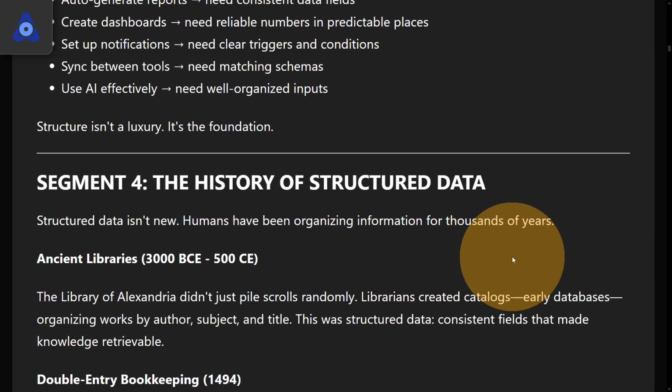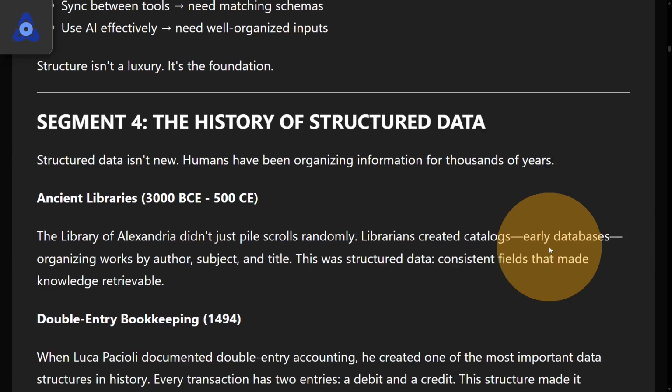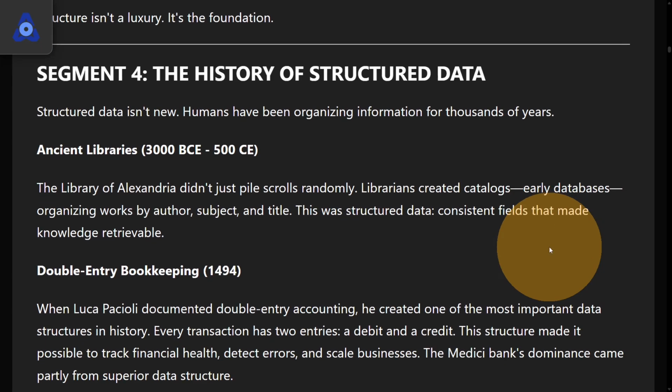Segment 4, the history of structured data. Structured data isn't new. Humans have been organizing information for thousands of years. Ancient libraries, 3000 BCE to 500 CE. The Library of Alexandria didn't just pile scrolls randomly. Librarians created catalogs, early databases, organizing works by author, subject, and title. This was structured data, consistent fields that made knowledge retrievable.